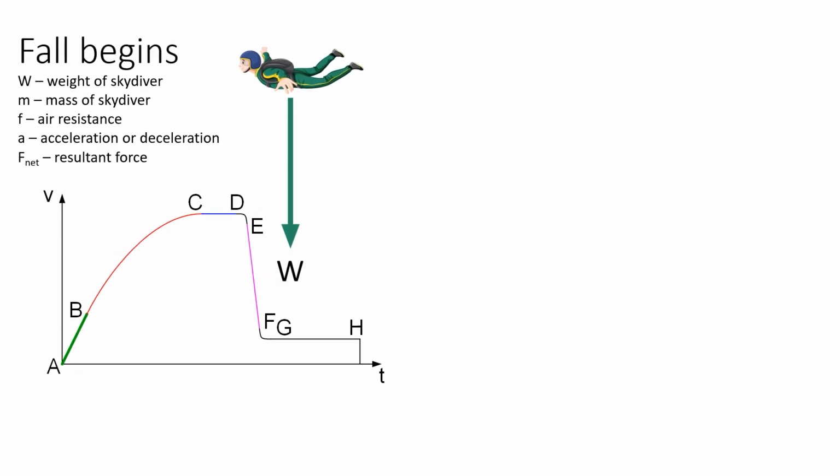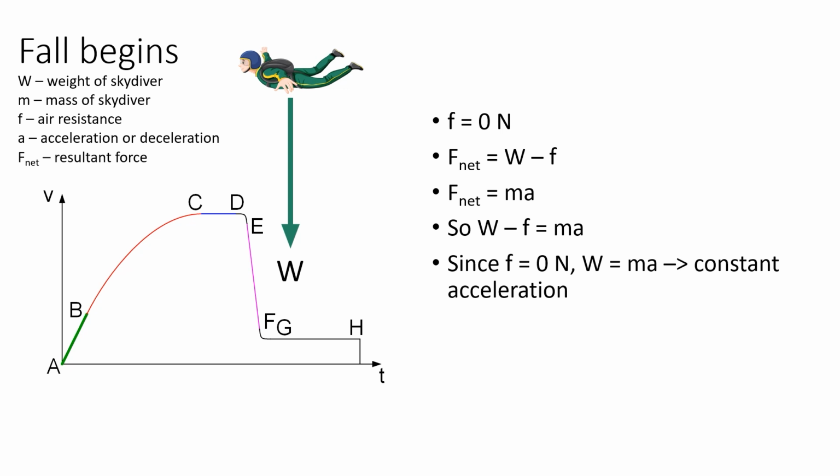The skydiver jumps off the plane. At first, his velocity is low and air resistance is minimal. The only force acting on him is his weight, pulling him downwards. According to Newton's second law, since there is a resultant force acting downwards, he undergoes constant acceleration. This is represented by the steep upward slope from A to B on the velocity time graph.